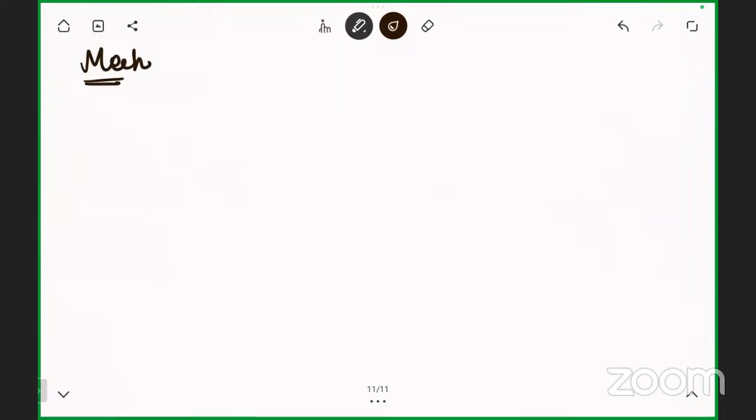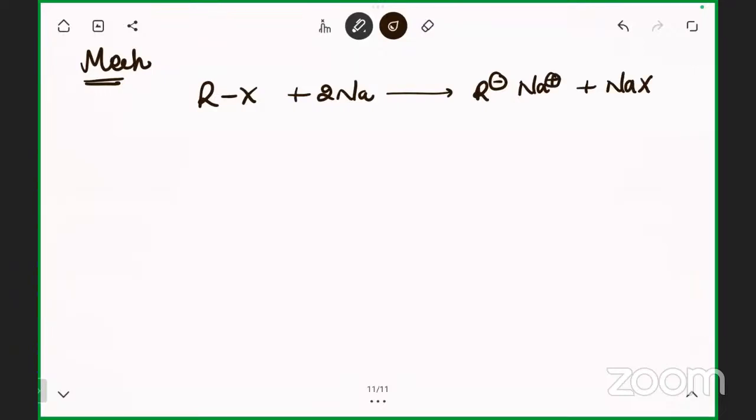First of all, one of the RX molecules reacts with 2Na. One Na will react with the X and give out NaX, while the R will react with the Na and form R negative Na positive. This is called alkyl sodium.